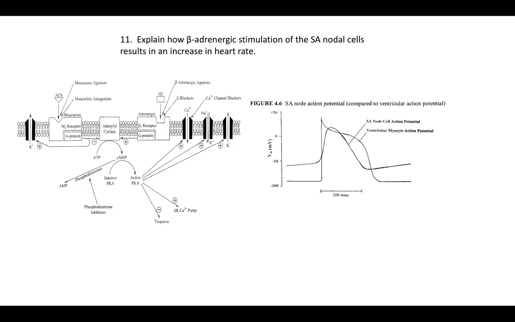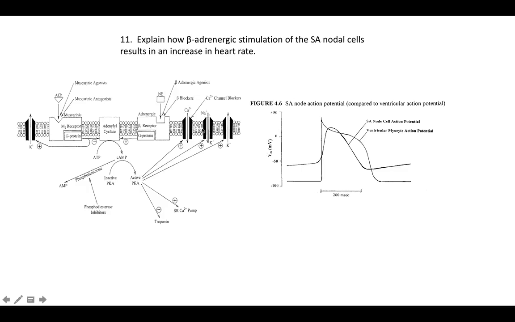Okay, so how does beta-adrenergic stimulation of SA nodal cells result in an increase in heart rate? So here we have our beta-adrenergic agonist, or norepinephrine if we're talking about a baroreceptor baroreflex, that activates GS, that activates adenylyl cyclase, which increases cyclic AMP, increases protein kinase A, and that does a number of things, including, in the case of the SA nodal cell, increasing calcium current and increasing the funny current, which is also the pacemaker channel.